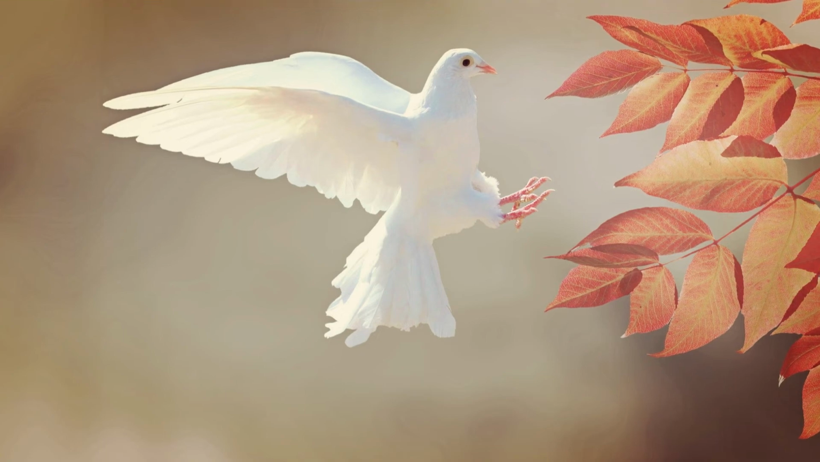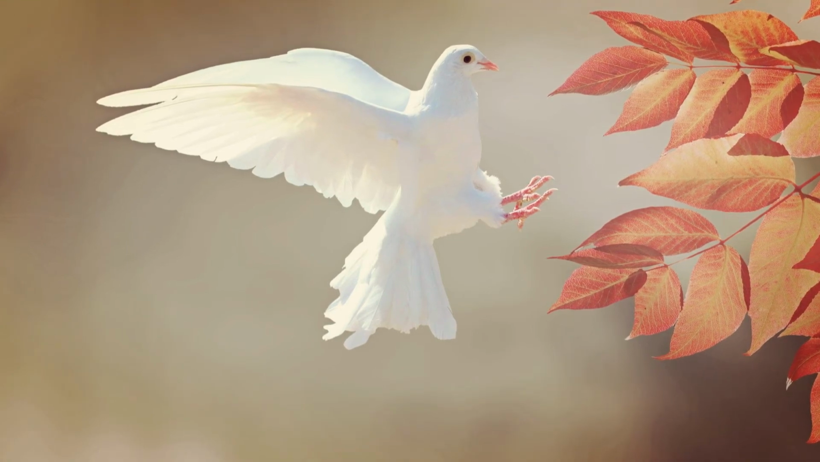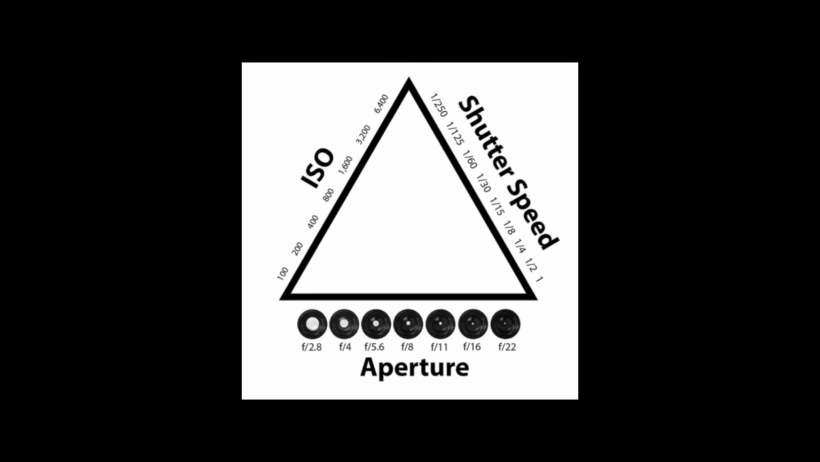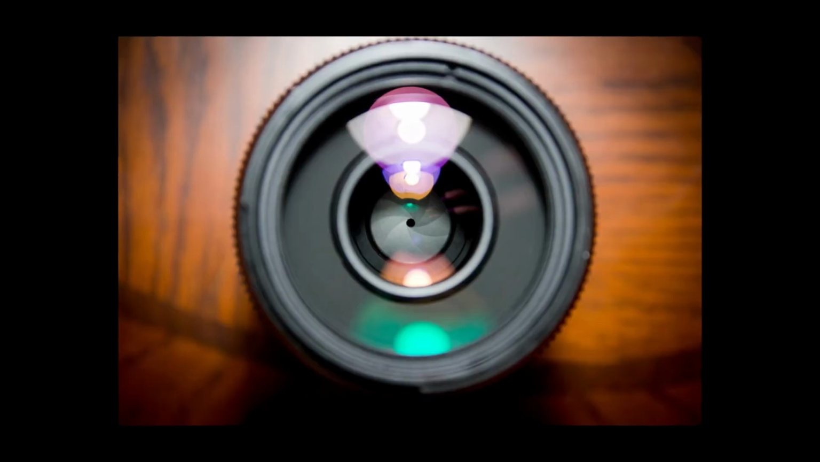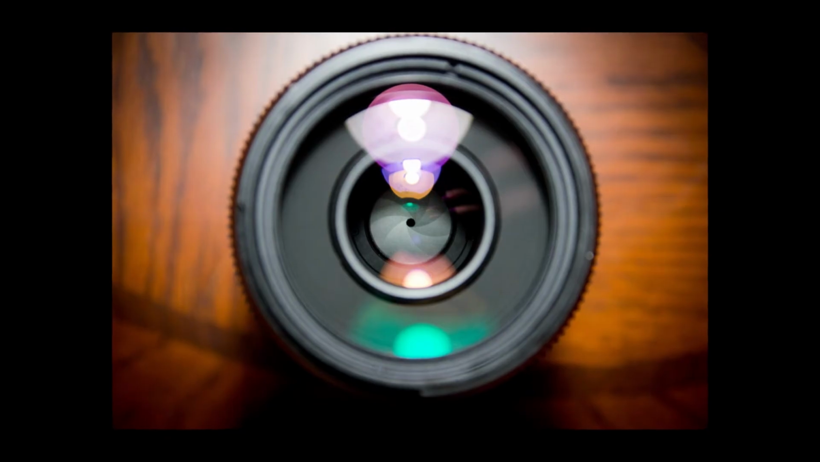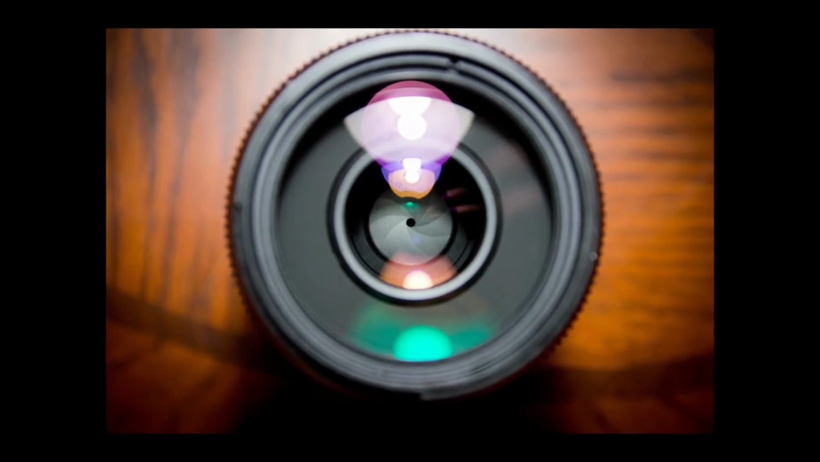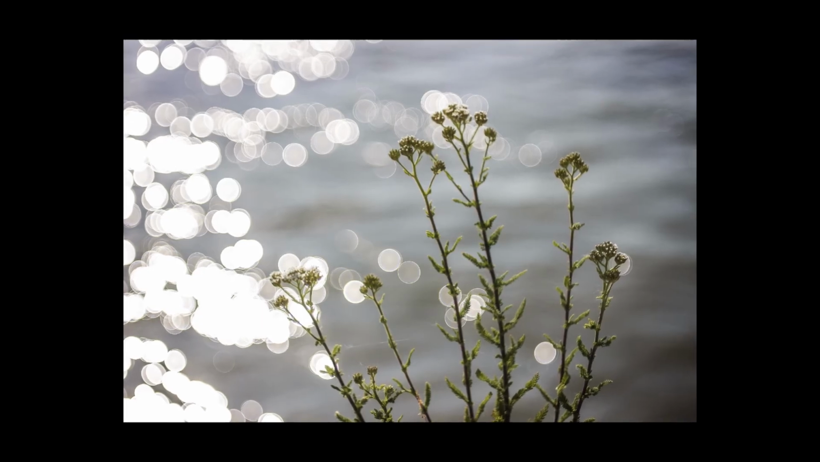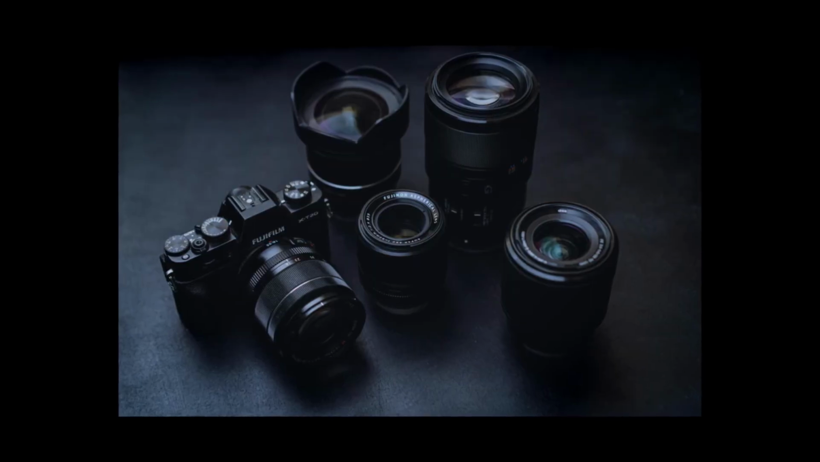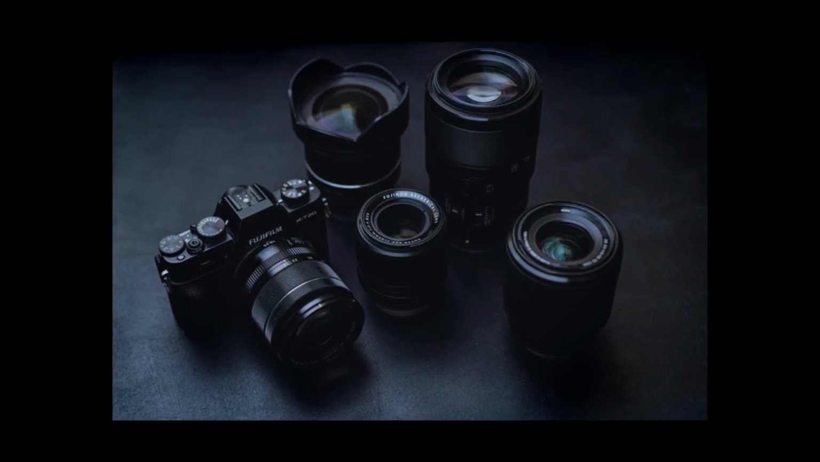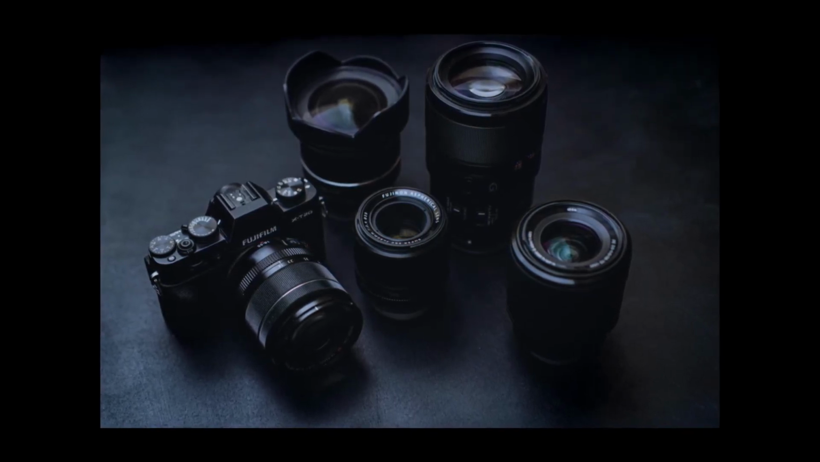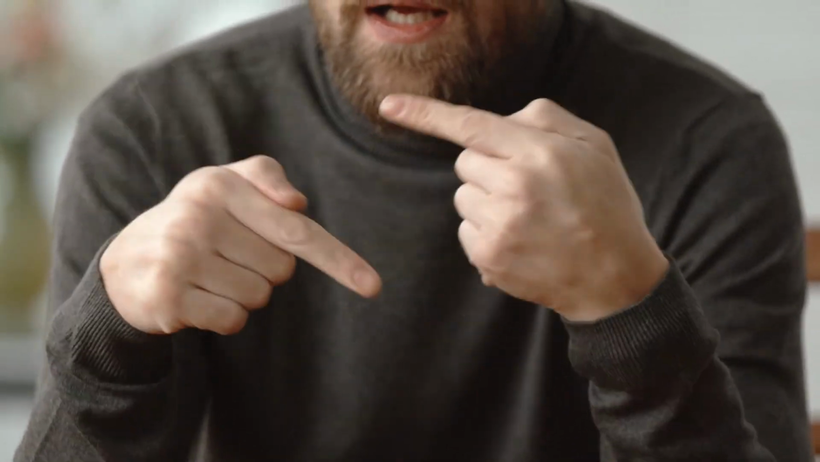These 3 elements, ISO, aperture, and shutter speed, are the very basics you need to master in any photography niche. Remember, they work together to achieve a balanced exposure and creative control over your images. Well, that's a wrap for today's crash course in photography basics. I hope you found this information helpful in understanding ISO sensitivity, aperture, and shutter speed.